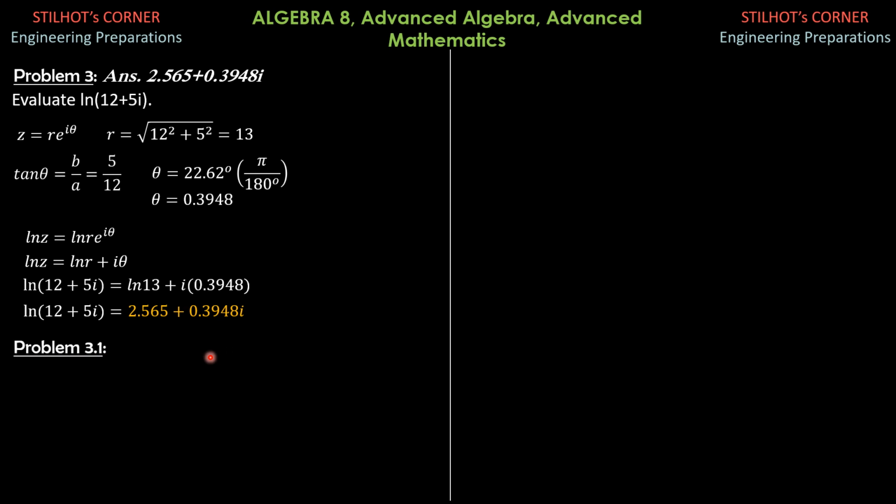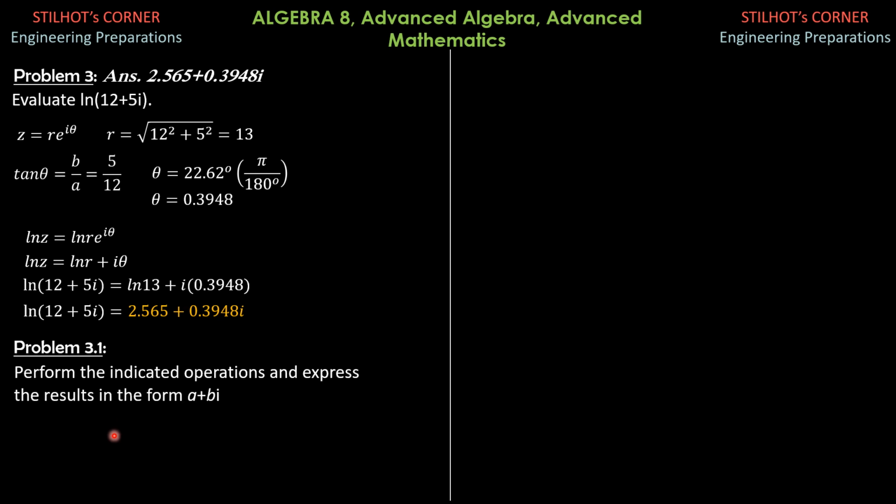Then this is the last problem. Perform the indicated operations and express the results in the form a plus bi and in cis theta form. So of course, you can use your calculator directly for this problem, but do not expect this will come out in the exam because of the easiness in operating this problem. So we have the product (5 plus 12i)(4 plus 3i).